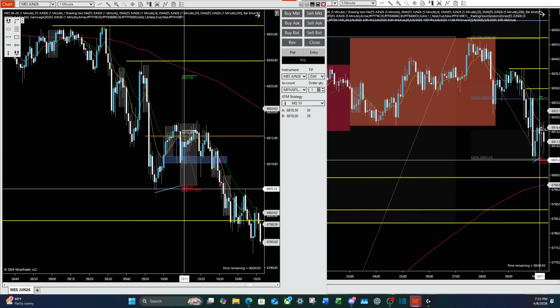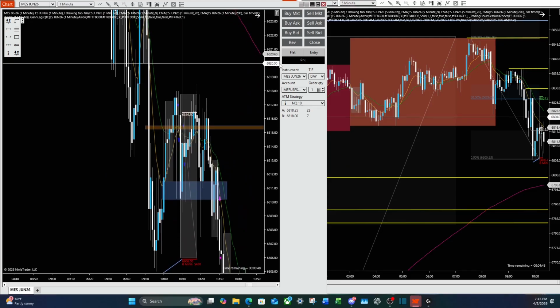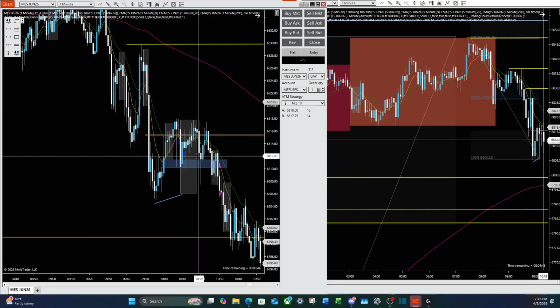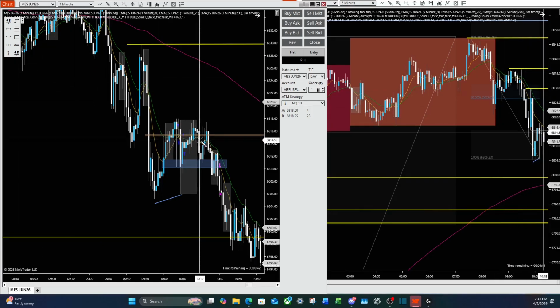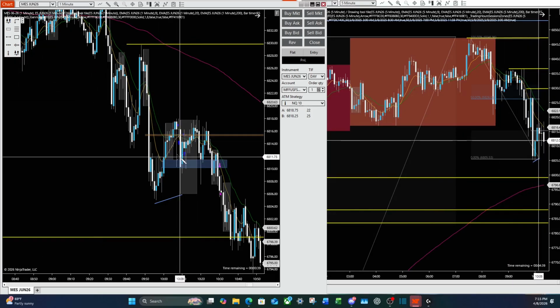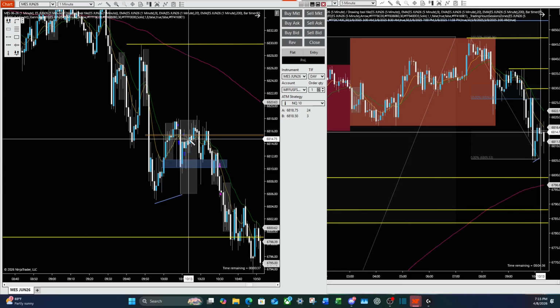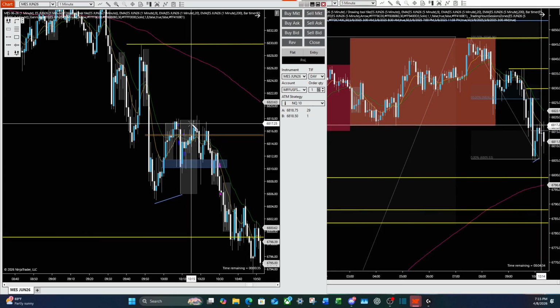But after this move here, after this reject, we never got a 1 minute break of structure back to the upside, which is super unfortunate. But I was already in this trade, so I just had to accept that. I was in this trade from over here. But we never get a bullish candle that closes above a high here.